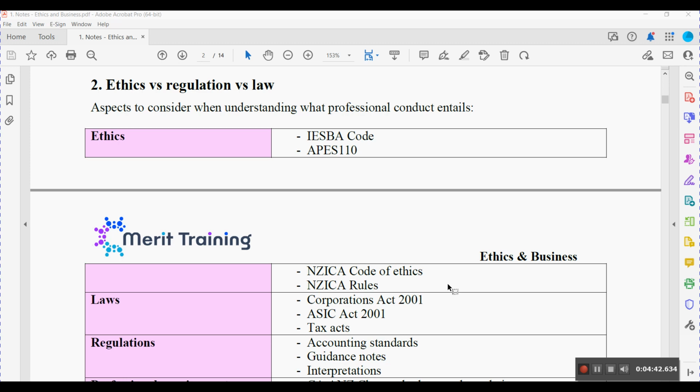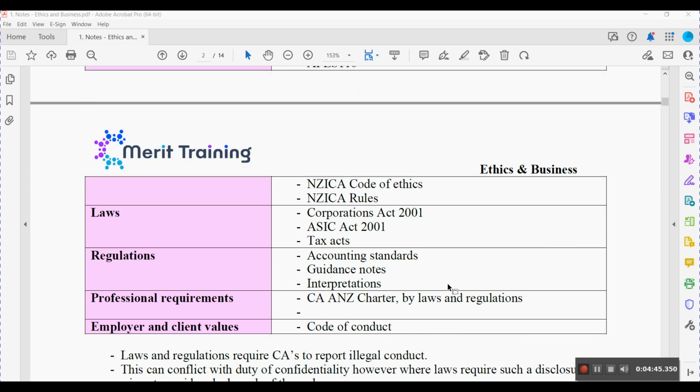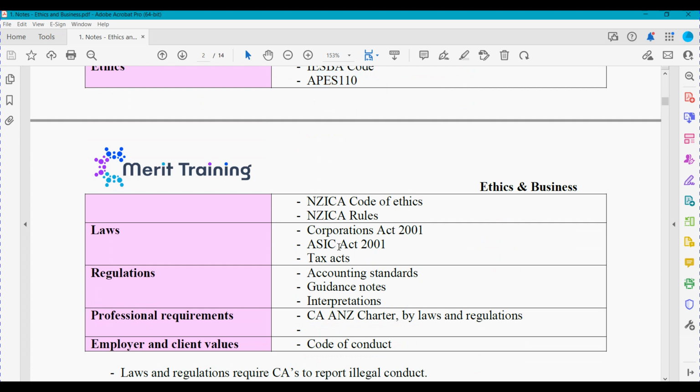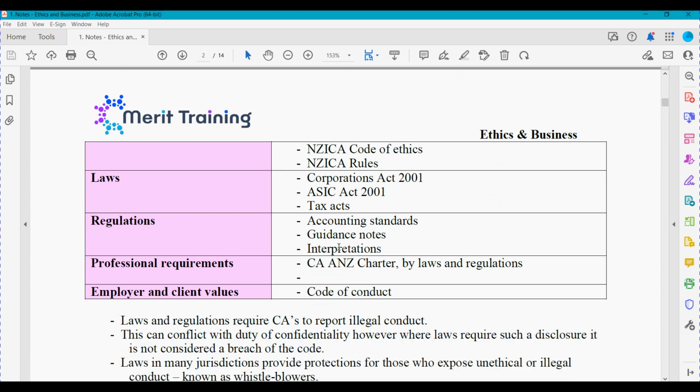This is very different to laws. Laws are legislation put in place by the government, and if you break those, there can be civil punishment and criminal punishment, like you can actually be sent to jail. Obviously, you can't be sent to jail for anything in breach of APES 110, but you can definitely be for laws. The key ones that interact with this subject of ethics in business, at least in Australia, are the Corporations Act 2001 and the ASIC Act 2001.